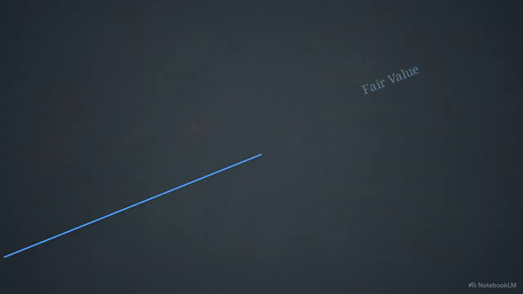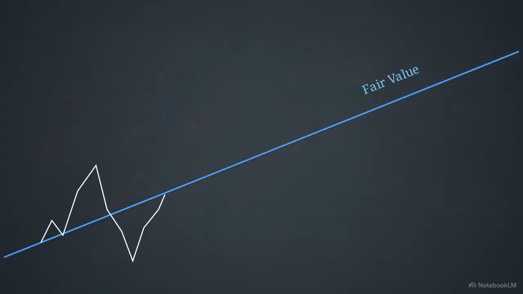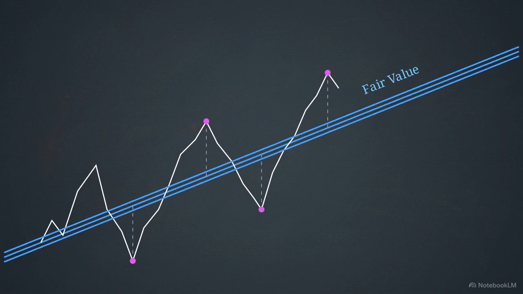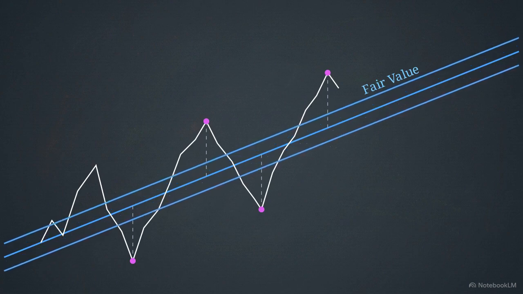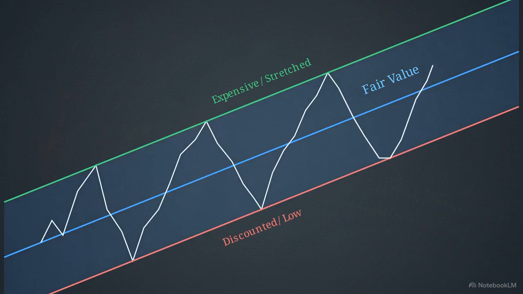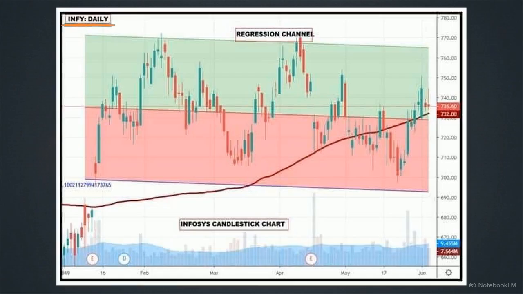The central regression line maps the direction, but price rarely stays perfectly on the vector. Markets breathe. They operate in ranges and require parallel boundaries to frame that movement. By duplicating this central regression line and shifting it upward and downward based on historical price highs and lows, we create a channel. This is the INFI daily chart, visualizing a complete regression channel.